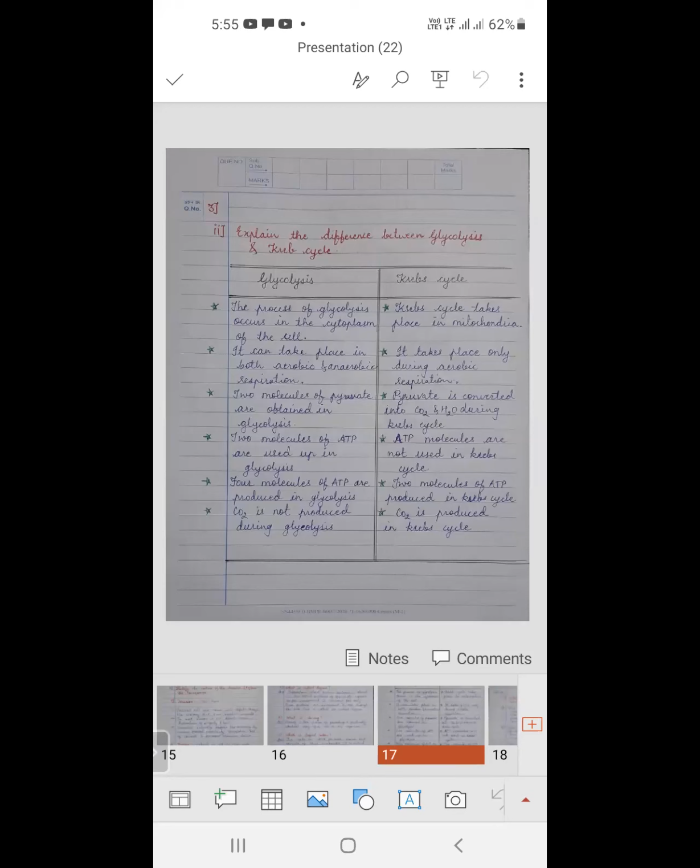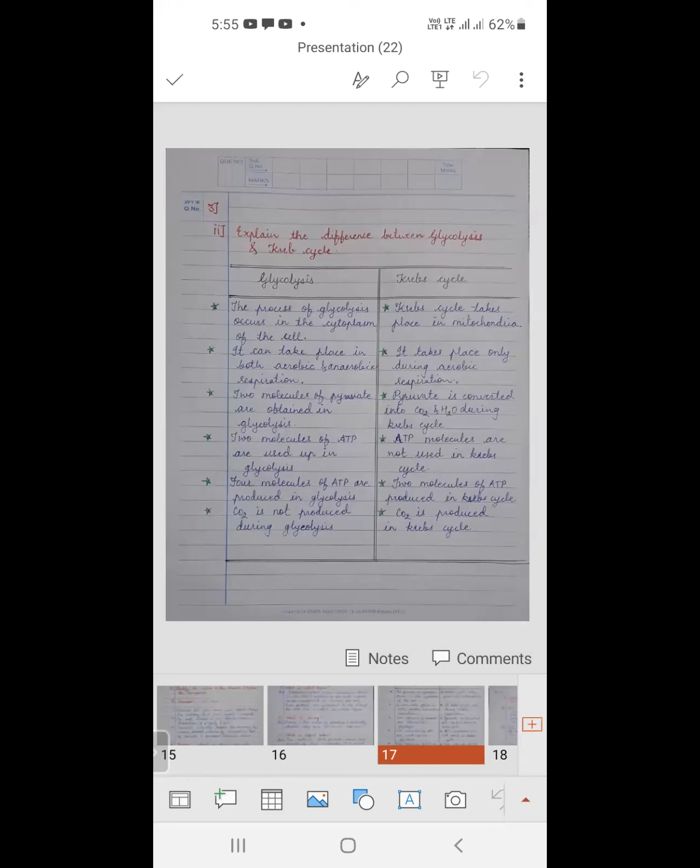So next point: 2 molecules of ATP are used up in glycolysis. And in Krebs cycle, what happens? ATP molecules are not used in Krebs cycle. Here in glycolysis, 2 molecules of ATP are used, but in Krebs cycle, no ATP molecule is used. So both are relevant points. Next, 4 molecules of ATP are produced in glycolysis, and in Krebs cycle, 2 molecules of ATP are produced.